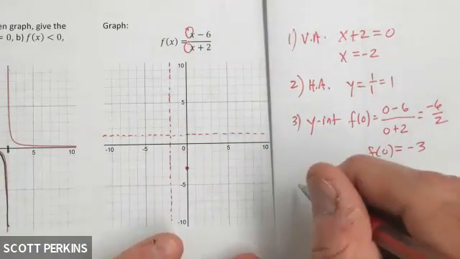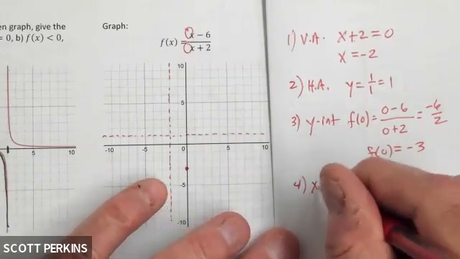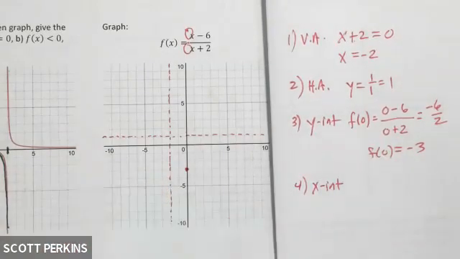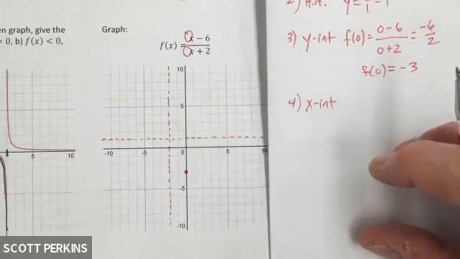Great. Next thing I want you to do is find the x-intercept. I want you to set the rational function equal to 0.